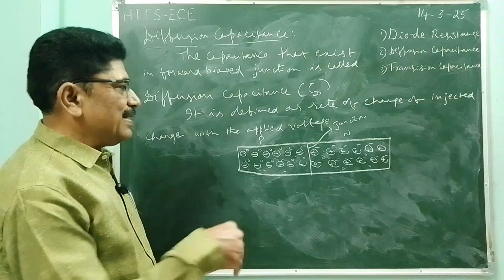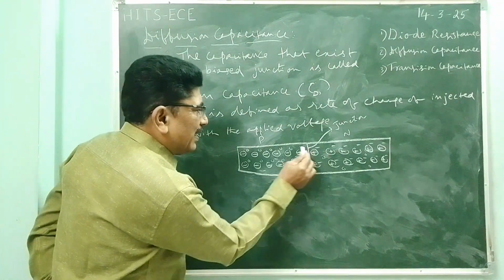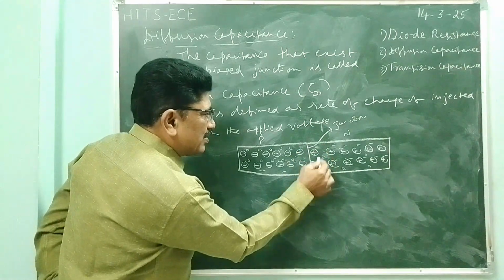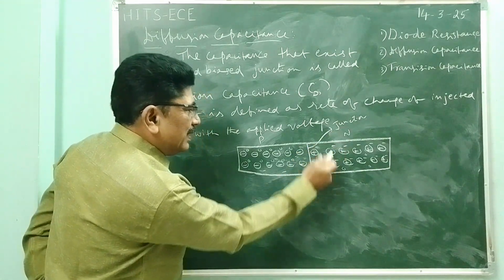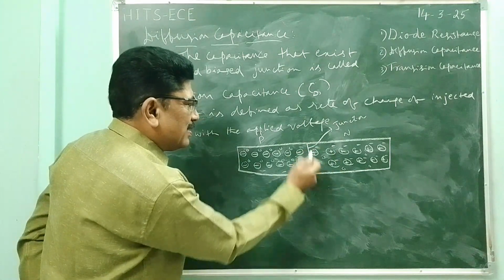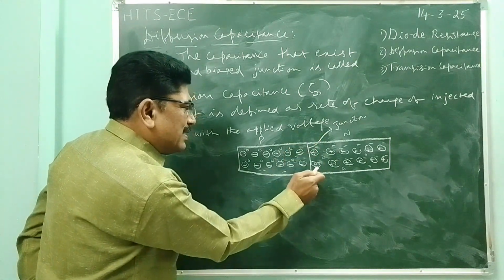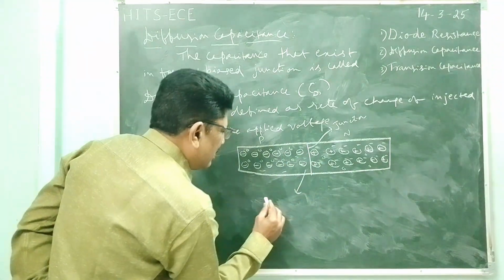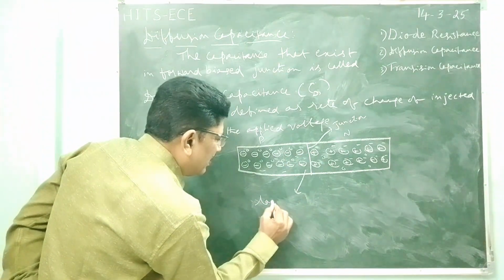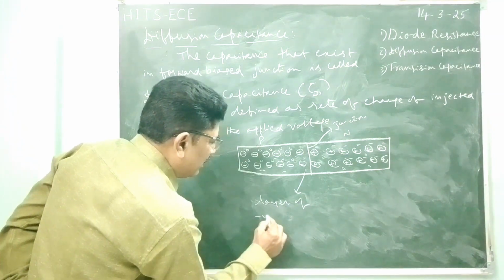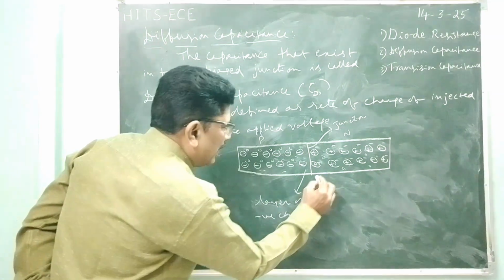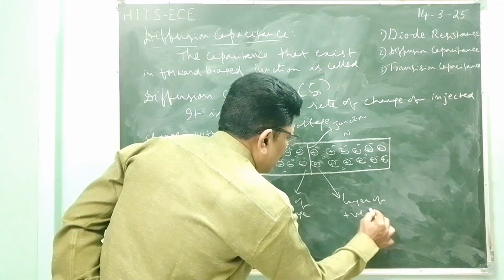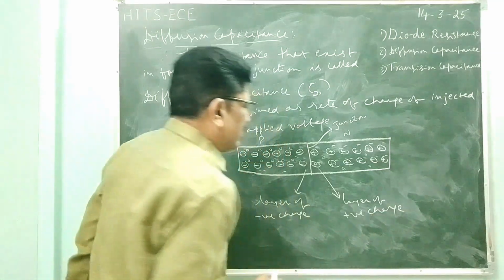So when they recombine, they disappear. That means these ions will be uncovered. These electrons will disappear from this layer of positive charge, and holes disappear from the layer of negative charges. This is called the layer of negative charges, and this is the layer of positive charges.